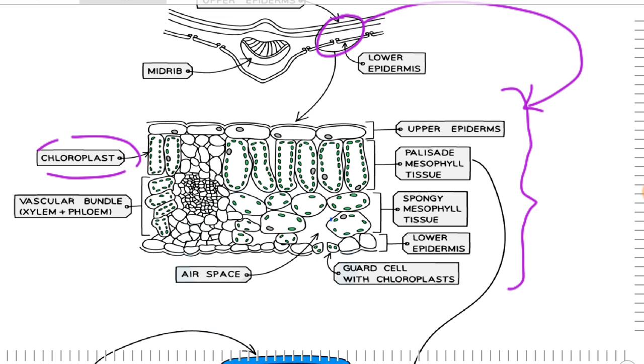which is the spongy mesophyll. So we have the spongy mesophyll here. The spongy mesophyll has these type of cells here. They are called spongy cells. So these cells normally are irregular. When we say that they are irregular, they will then create spaces within them. These spaces are what we normally call air spaces.